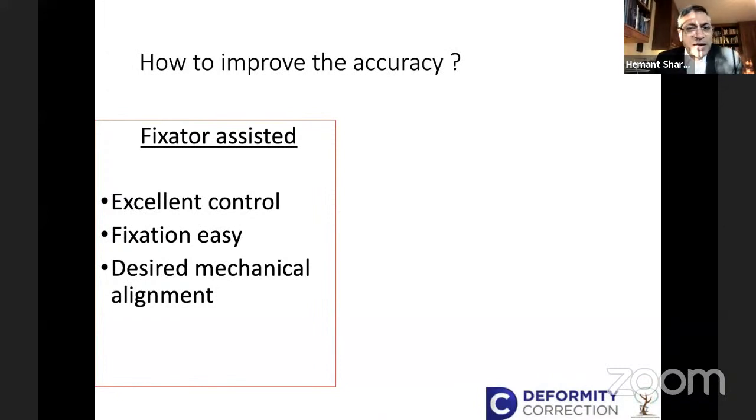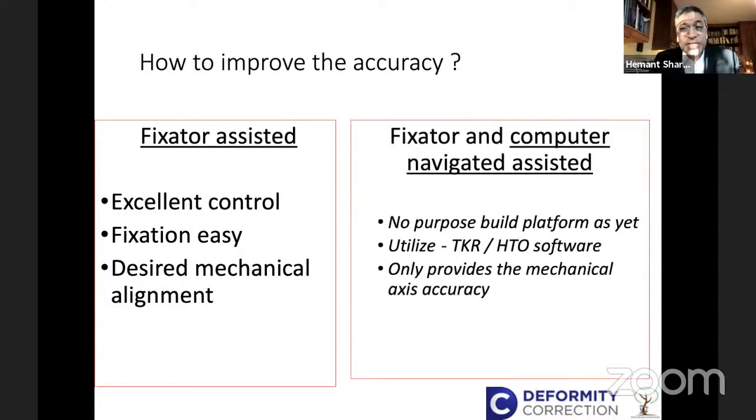So then the question comes in. We had a lot to talk about how to improve the accuracy, and the fixator is quite an excellent way of doing that, because it controls the situation once you've corrected it and you've got the desired alignment. I also use in addition computer navigated assistance, because then we can measure the axis quite easily. There's no purpose-built platform as yet, and I'm after a number of companies to build it. They have the know-how, but they're not keen because there's no commercial benefit. So I end up using total knee replacement or HTO software to do that.